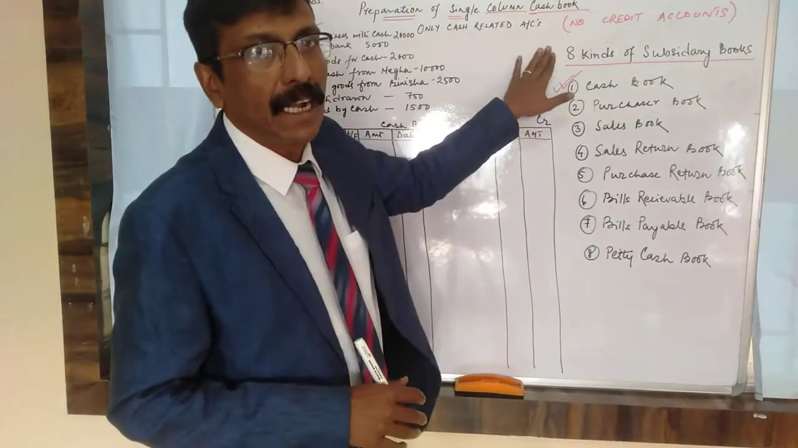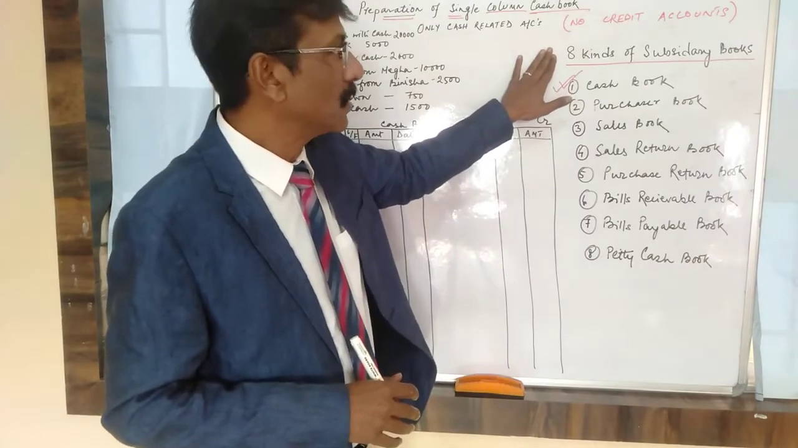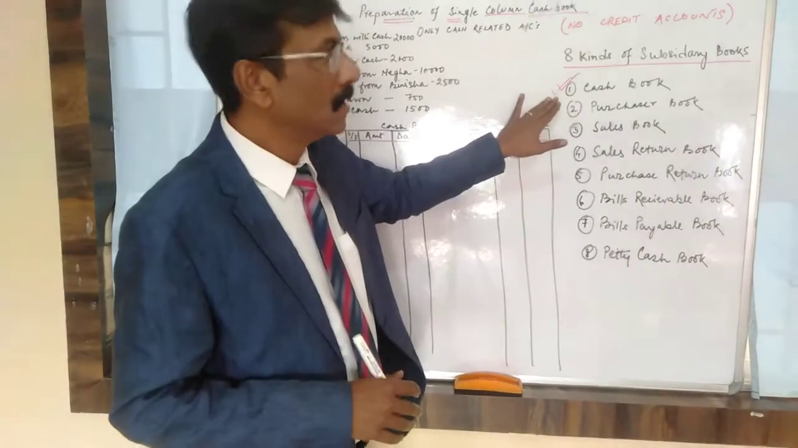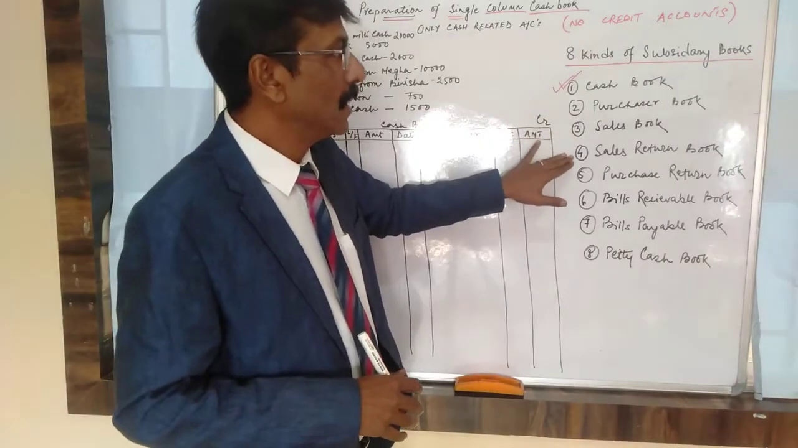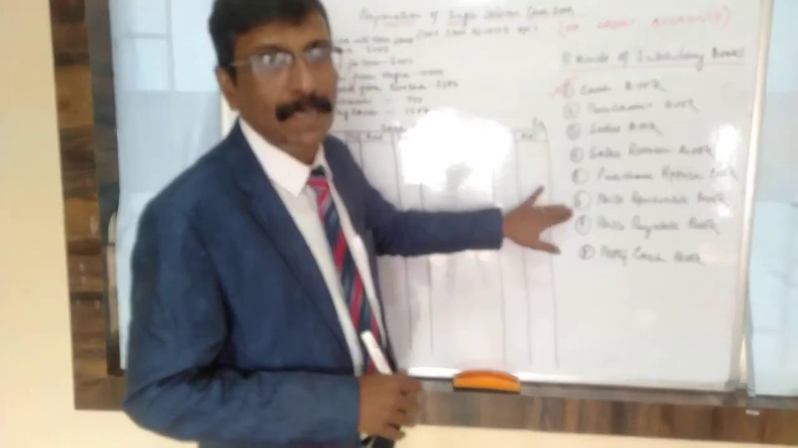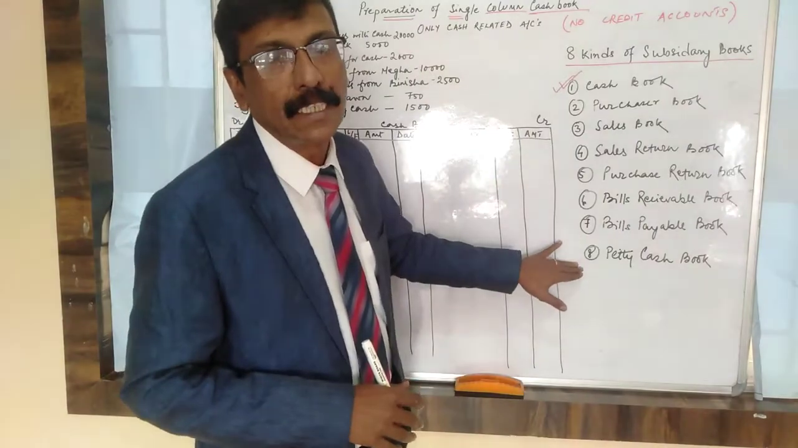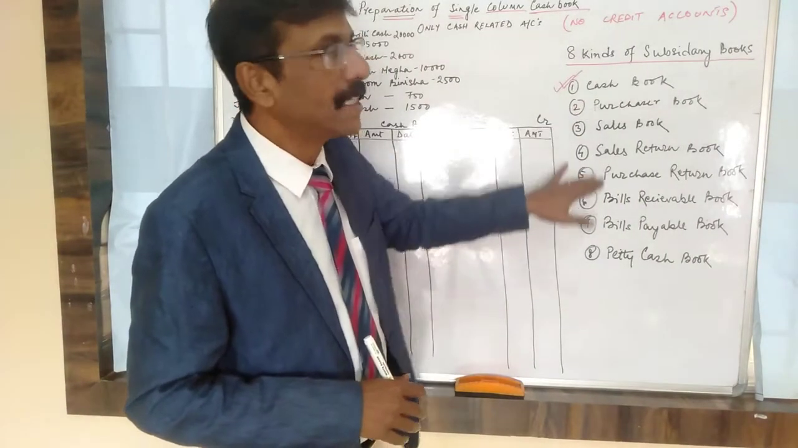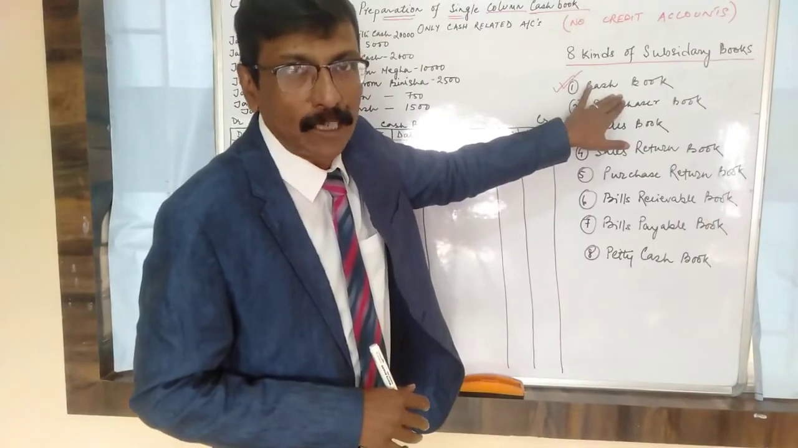Now there are 8 kinds of subsidiary books. One is cash book, second purchases book, third sales book, sales return book, purchase return book, bills payable book, bills receivable book, and the last is petty cash book. So there are 8 subsidiary books and we are doing the first one, that is the cash book.